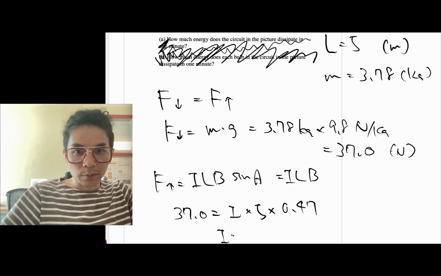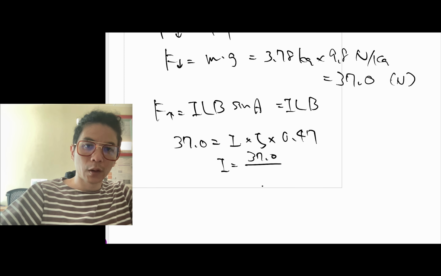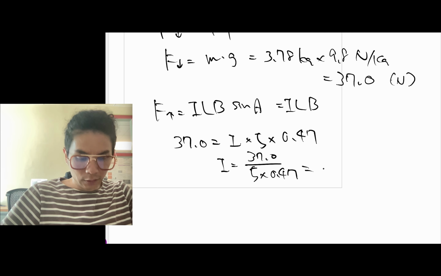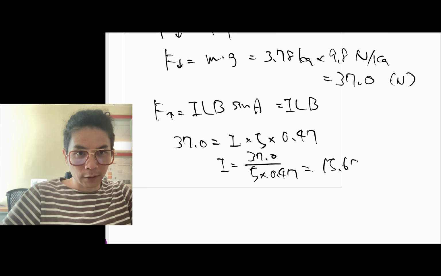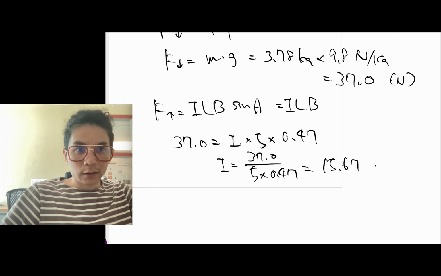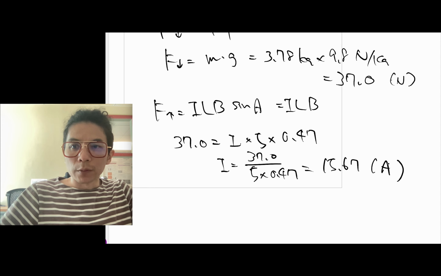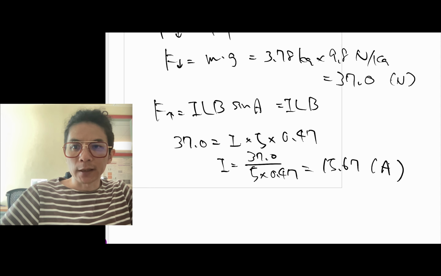So I can be written as 37.0 divided by 5 multiplied by 0.47. Then you get 15.67, and the unit is Ampere, A. So this is how you want to do it. Hope this was useful. See you next time in the video.